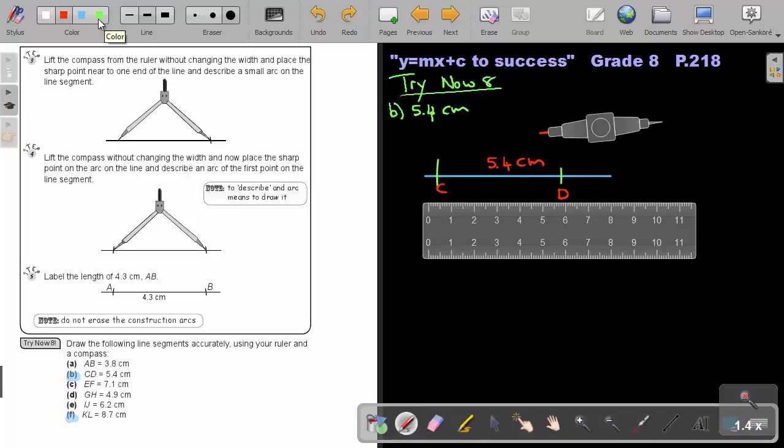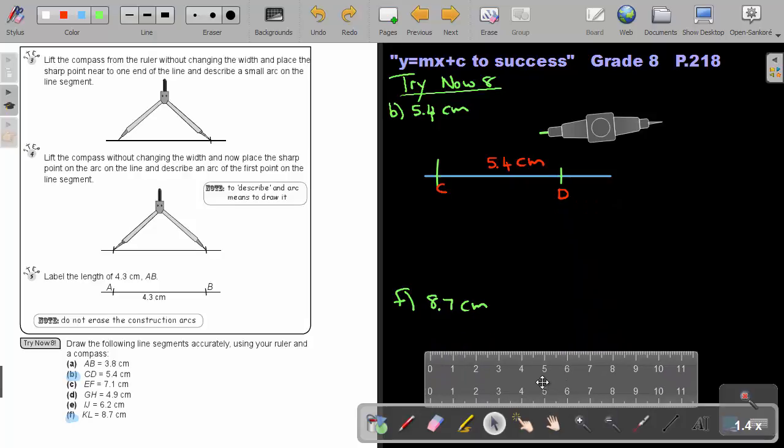So if I want to do number F, we're going to make 8.7 centimeters. Okay, so you will first start always, remember, with your ruler. And first just make a line longer than 8.7. So if I'm going to make this line, I'm just going to make it longer. Okay, there is my line. I was drawing my line.